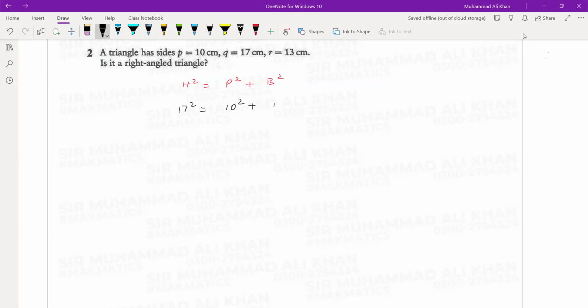10 squared plus 13 squared. What is 17 squared? 289. And what is 10 square plus 13 square? 10 squared is 100. And what is 13 square? 169. So that is 269. And 289 equals 269? They are not same. Therefore, no, it is not a right angle triangle. Are you clear? Any confusion? No, sir.